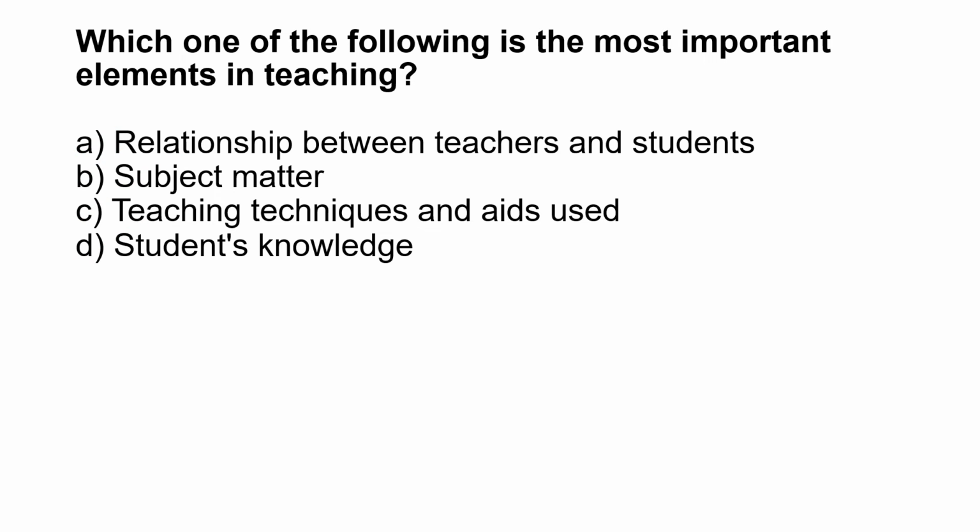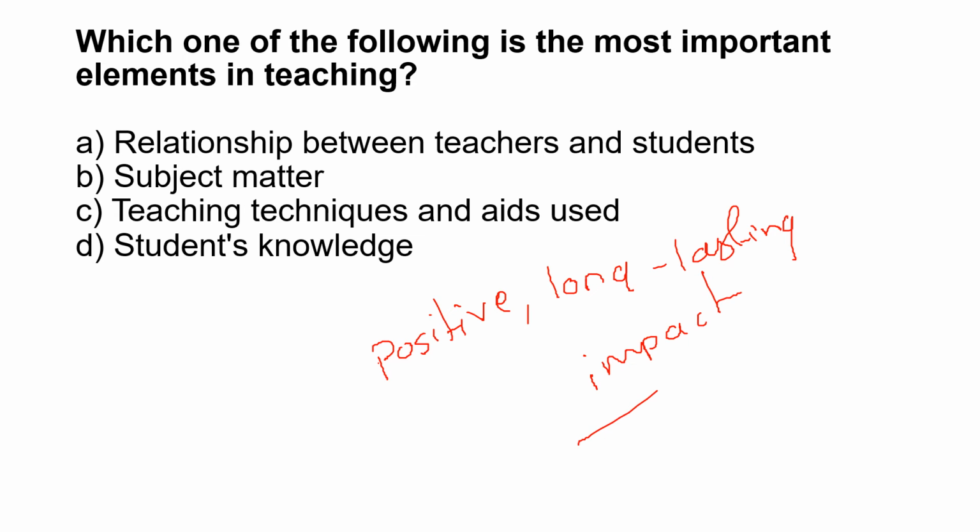So here improving student relationship with the teacher has an important, positive and long-lasting implication for the student's academic and social development. So the teacher should have a good relationship with the student to have a positive, long-lasting impact. So the correct answer for this question is option number A. Relationship between the teacher and a student.